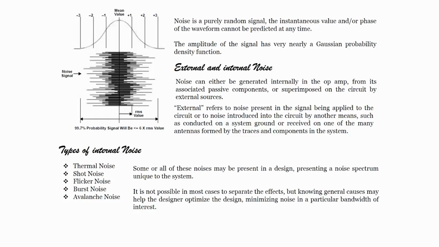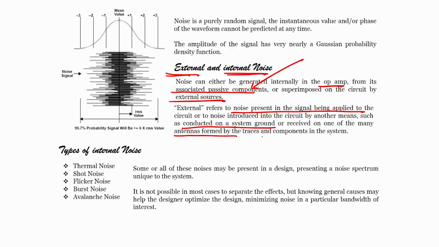Now, what are external and internal noise? You see, external noise, internal noise. Noise can either be generated internally in the op amp from its associated passive components, or superimposed on the circuit by external sources. So, the noise can be generated by resistive components in the operational amplifier, or it can be superimposed when you design different kinds of circuits using external sources. External refers to noise present in the signal being applied to the circuit, or to noise introduced in the circuit by another means, such as conducted on system ground, or received by one of the many antennas formed by the traces and components in the system.